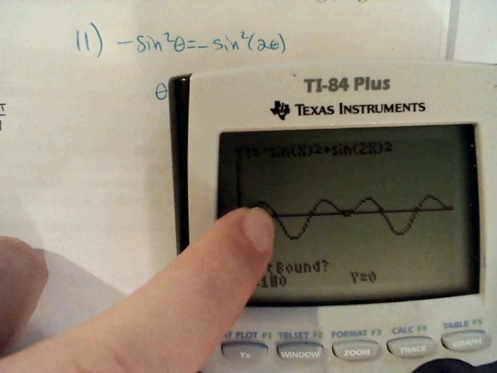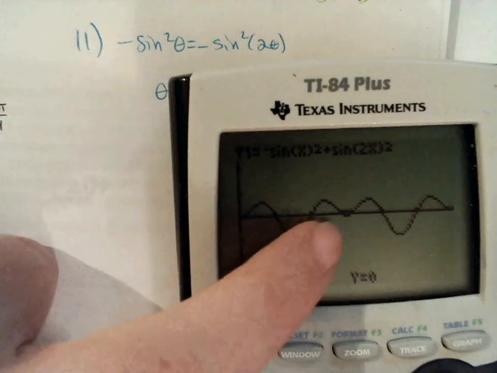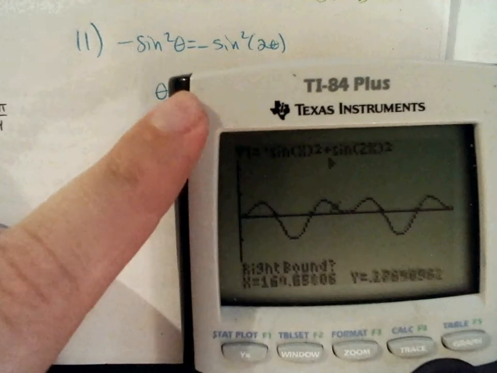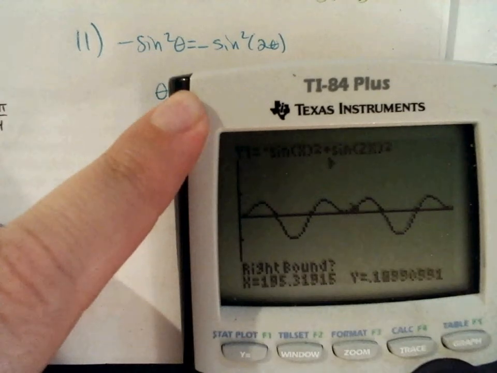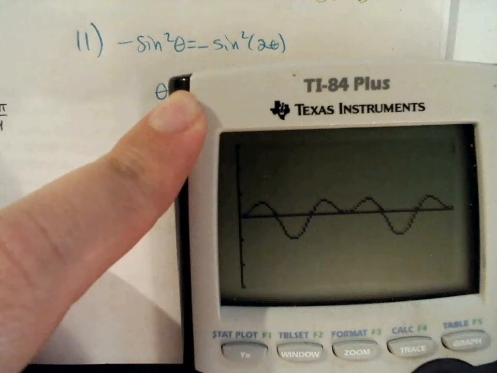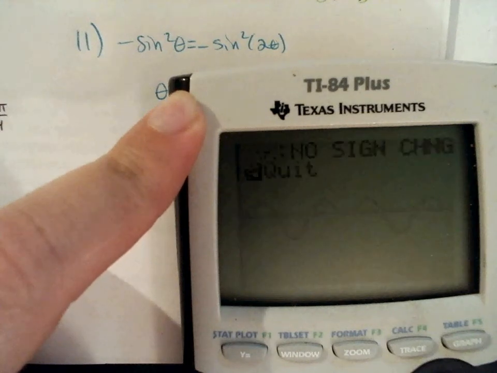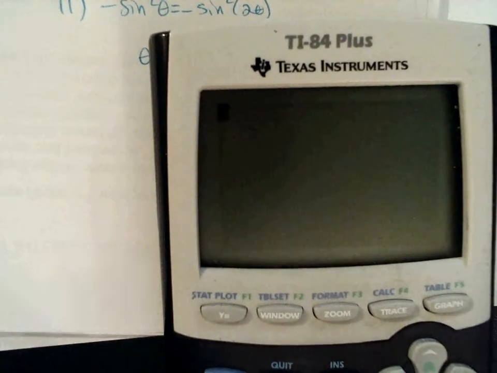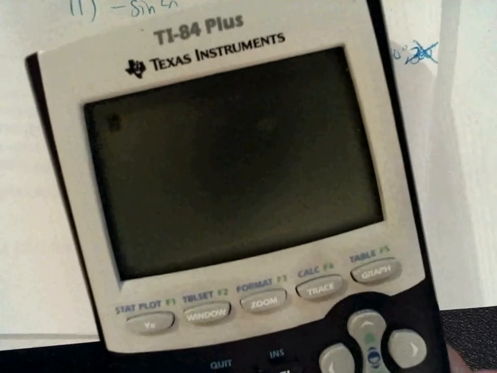If I do second calculate and I do 0, it's going to find this one because I have to go above and I have to go below. But if I try and find this one, because it bounces, if I press enter and then I go over here and I press enter again, it's going to say no sign change, and it's not going to find it for me. I'm pretty sure. Yeah, no sign change.